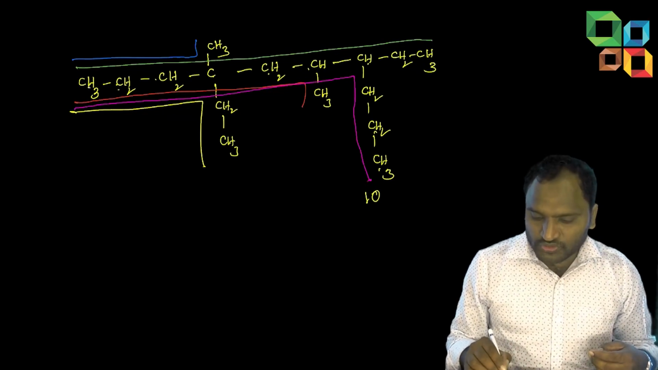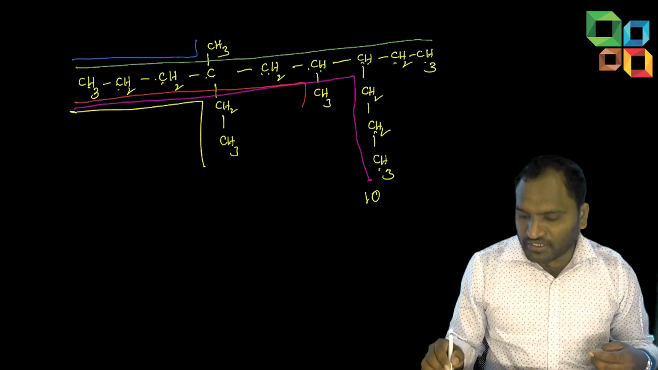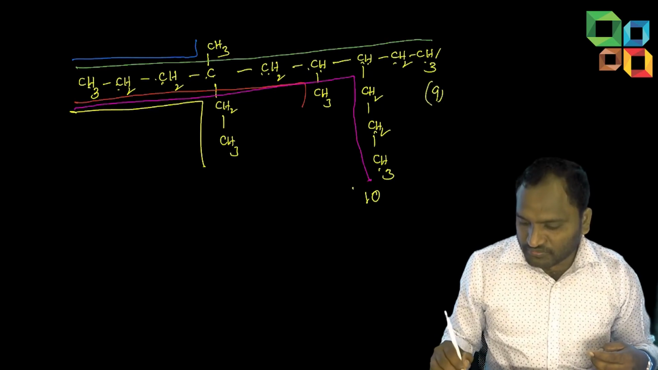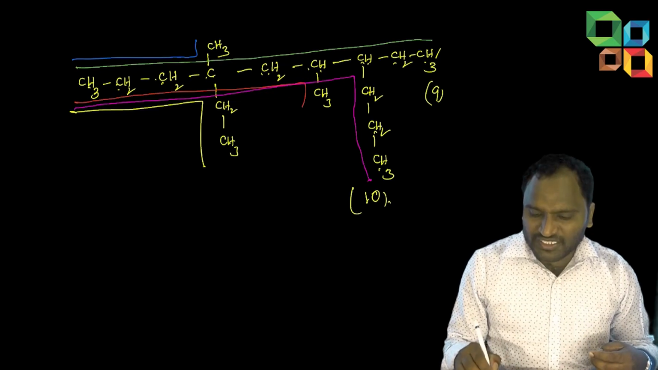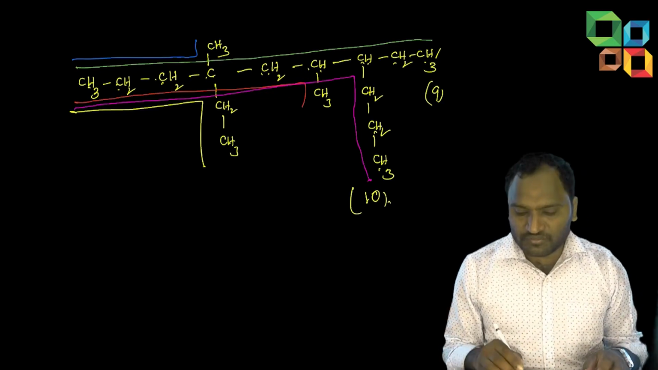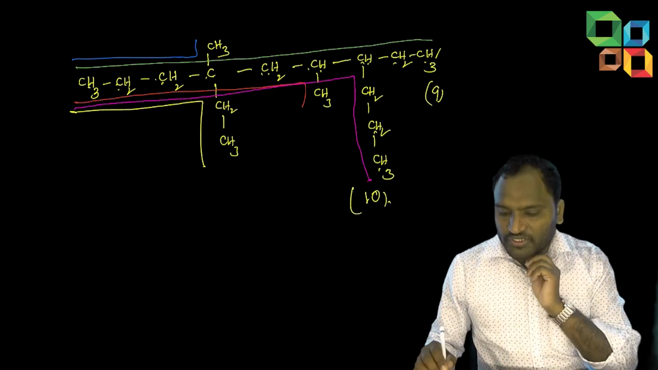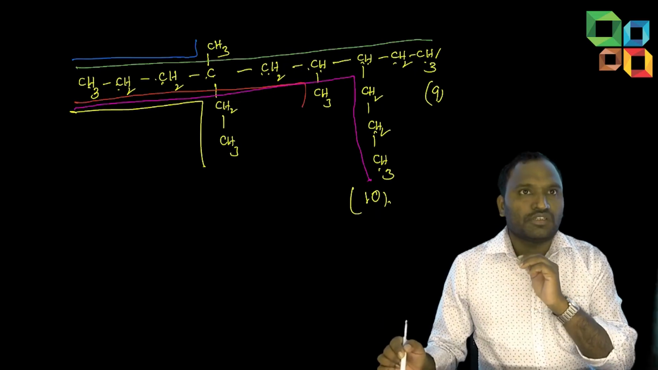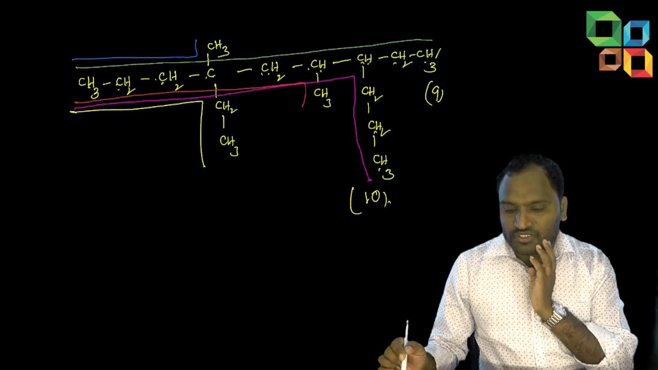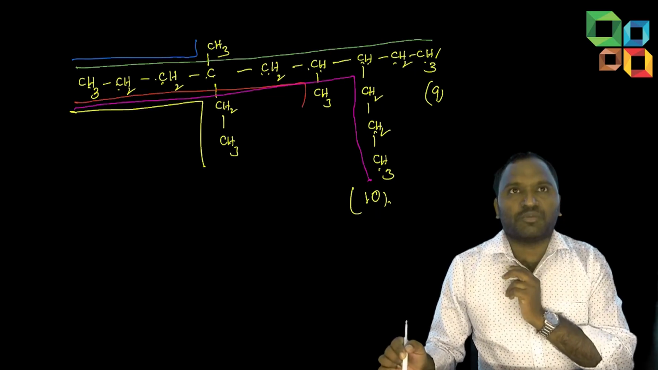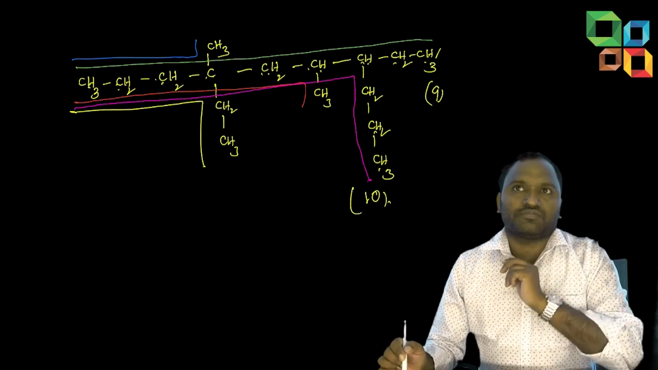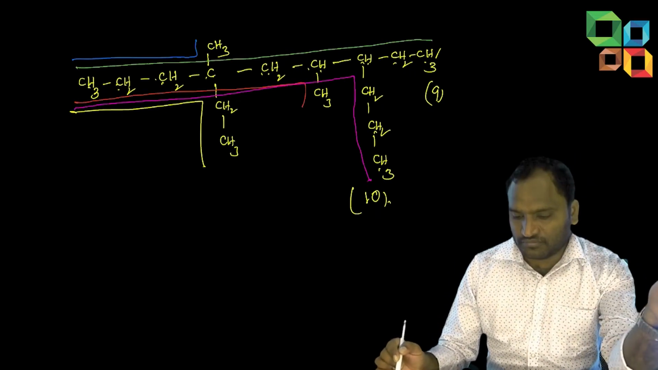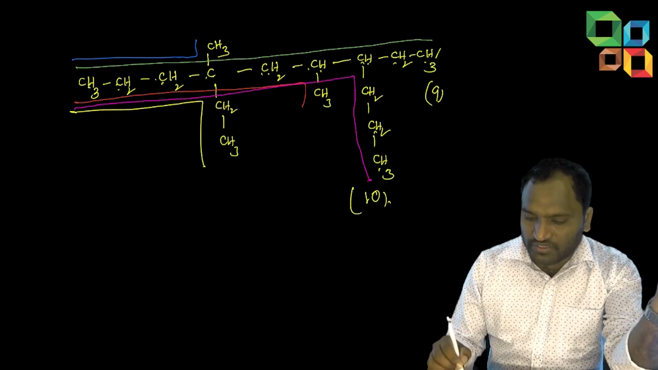So 1, 2, 3, 4, 5, 6, 7, 8, 9. This side, how much? No need to count the other sides, we'll get very less number. Only 2. Which is the correct one, students? 10-member chain we have to select or 9-member chain? That 10-member, that is the parent chain. So I will erase all these things.